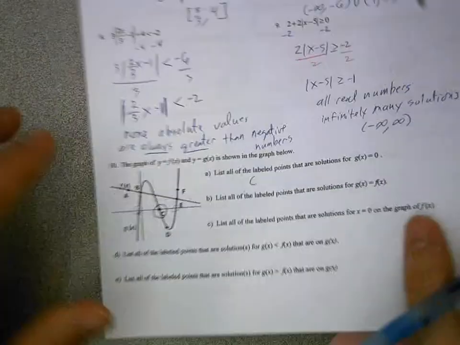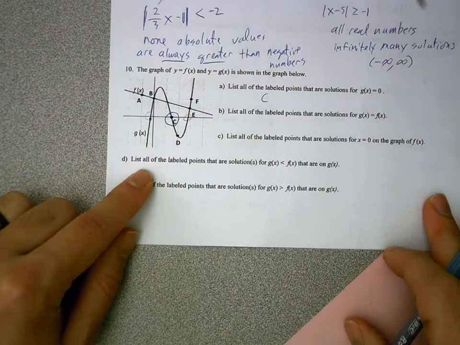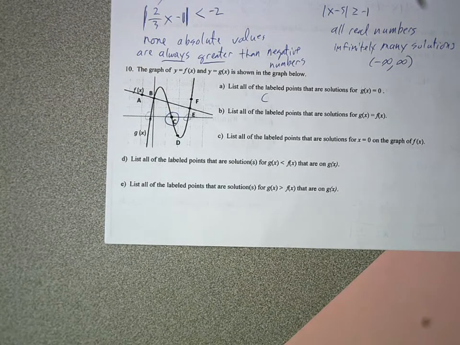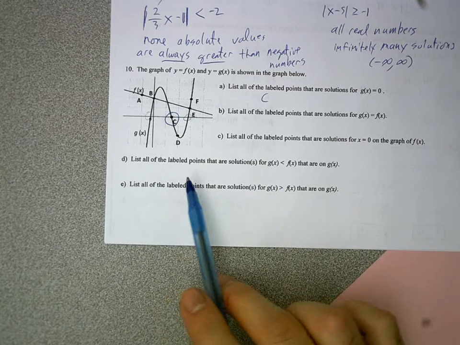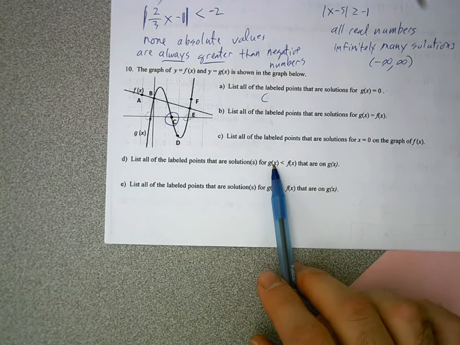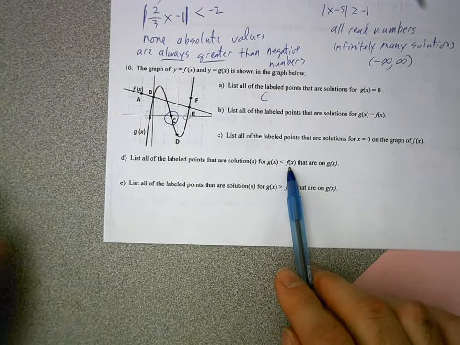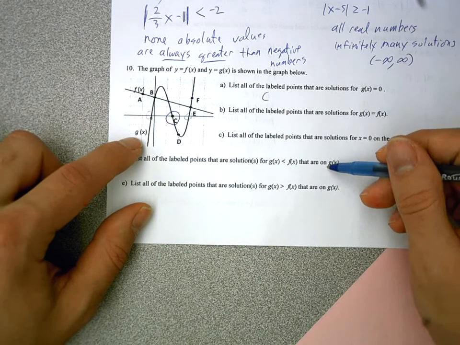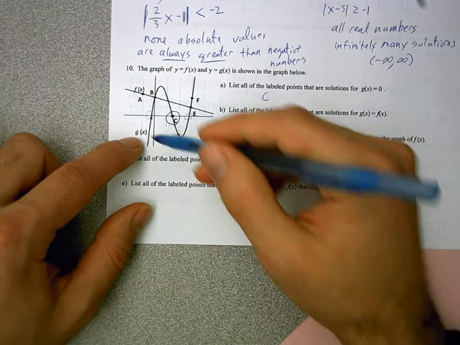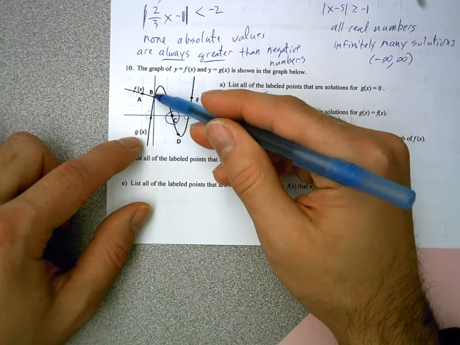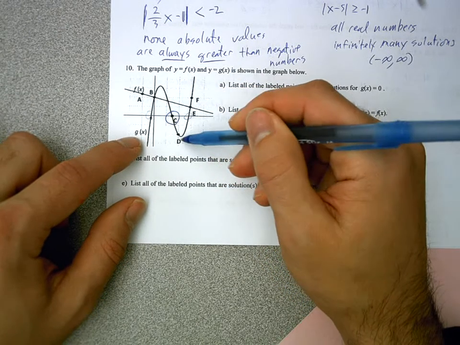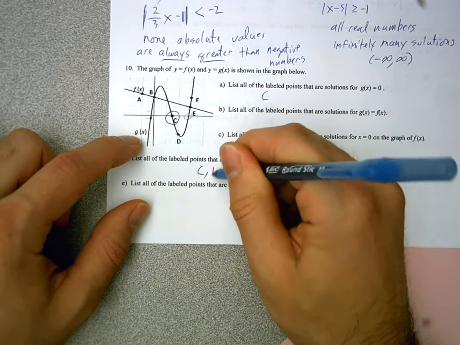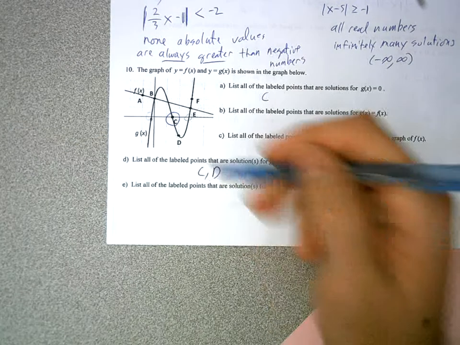And then real fast back here, D and E, these were a little bit interesting because you're talking about where it's above or below on a particular line. So 10D, list all the labeled points that are solutions for g of x is less than f of x. So I'm looking here, g of x is below f of x, and it wants points on g of x. So this is below, but there's no labeled points. This is above. This is below, and there's 2 labeled points here, C and D. Both C and D are on g of x below f of x.